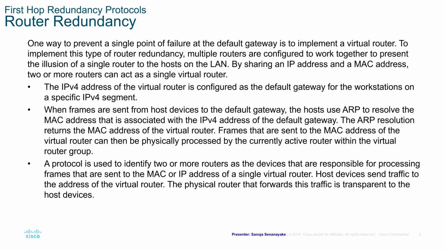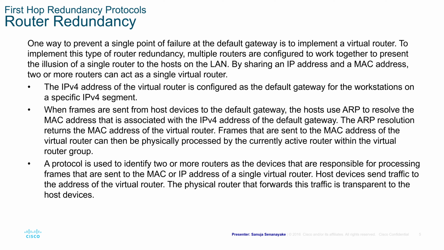So let's look at router redundancy. One way to prevent a single point of failure at the default gateway is to implement a virtual router. To implement this type of router redundancy, multiple routers are configured to work together to present the illusion of a single router to the hosts on the LAN. By sharing an IP address and MAC address, 2 or more routers can act as a single virtual router.